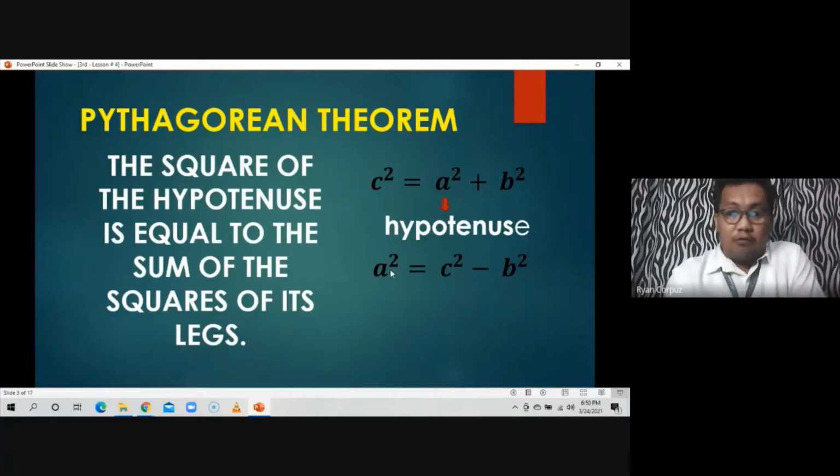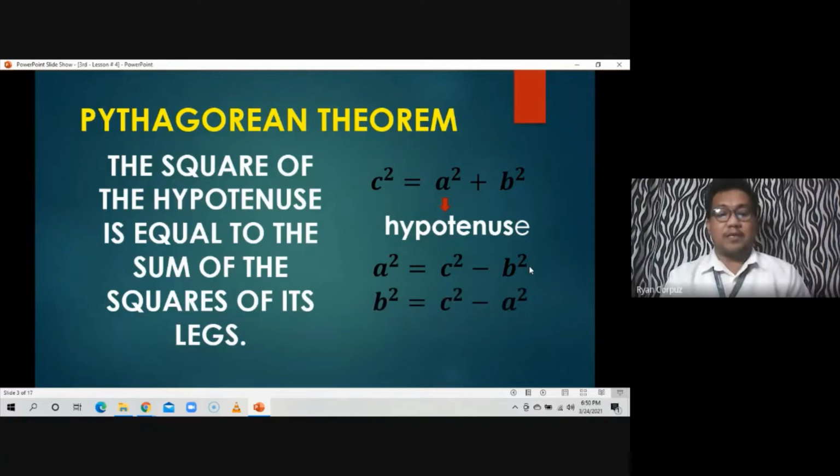So, kung A ang kinukuha nyo, equal yon to the square of the hypotenuse minus the square of the other leg. So that's also true when the other leg is what we are looking for. So that would be b squared is equal to c squared, the square of the hypotenuse, minus the square of the other leg.